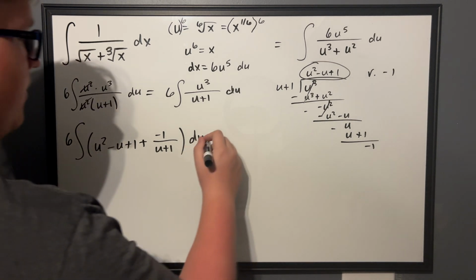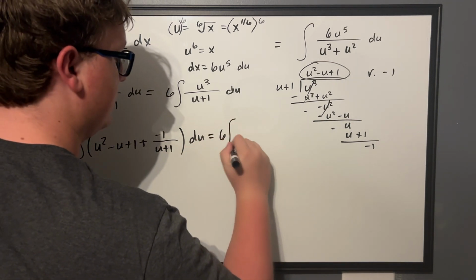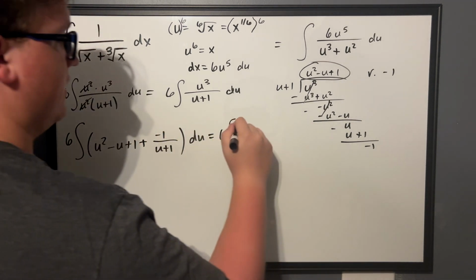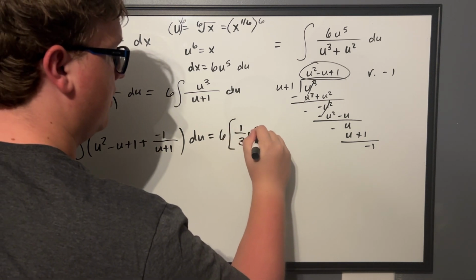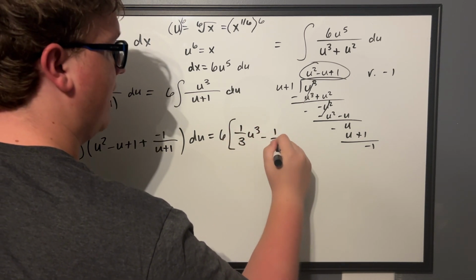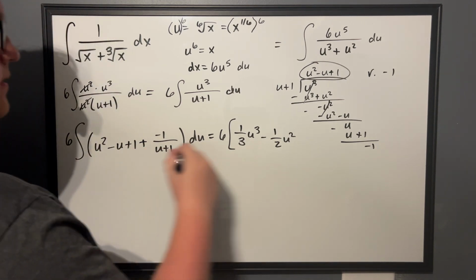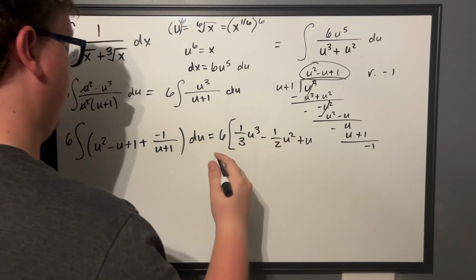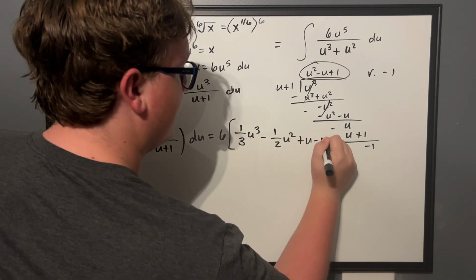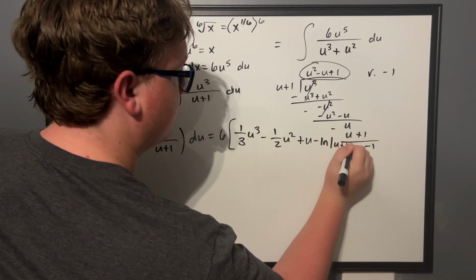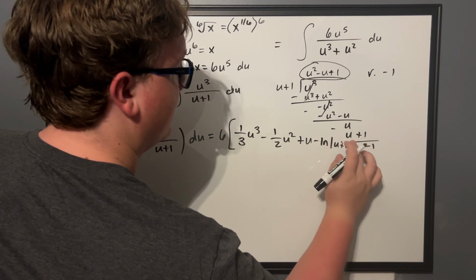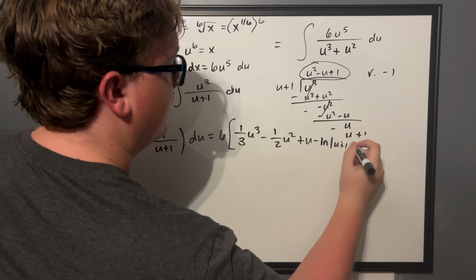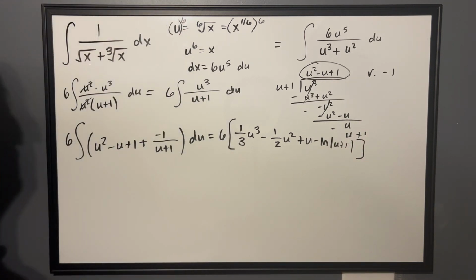So we're going to go ahead and integrate. So we have 6 times, well, the integral of u squared is 1/3 u cubed, minus 1/2 u squared from integrating this one, plus u, and then we have minus the natural log of the absolute value of u plus 1. Let me get this out of the way here. So this is what we have when we integrate what's inside.